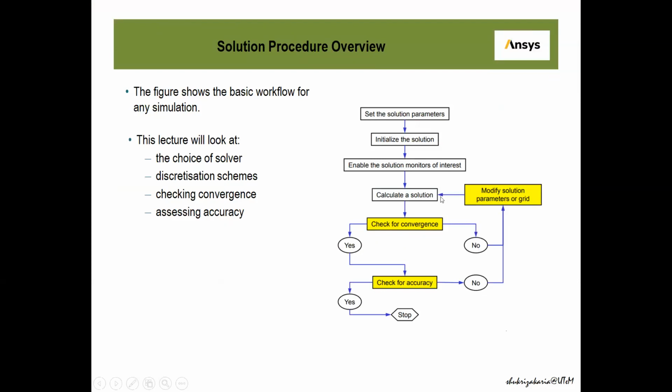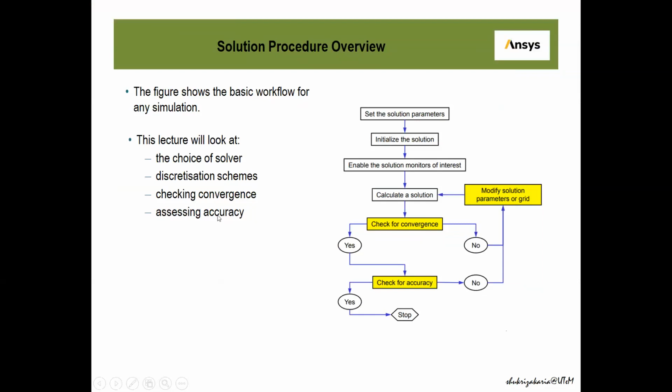What is meant by converge or not converge is that you can plot the results against iterations. Like you plot the temperature against iteration. If it's not converged, then you need to modify. If it's converged, you can check for accuracy. If it's not okay, go back to modify the solution.